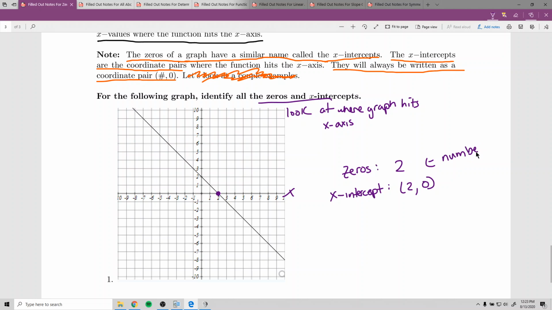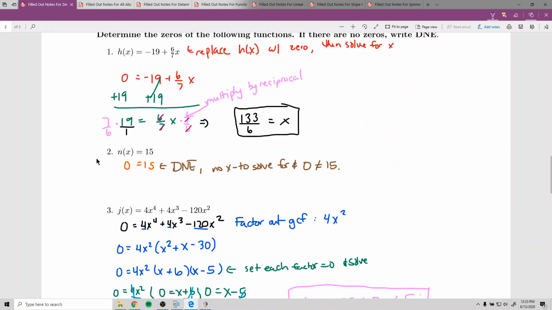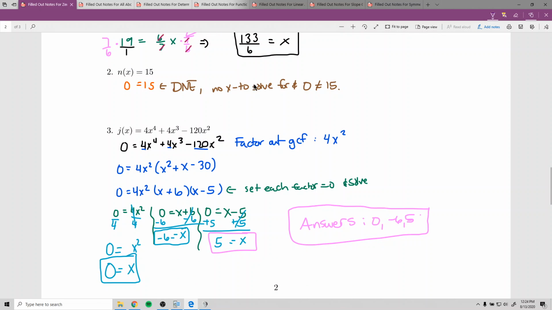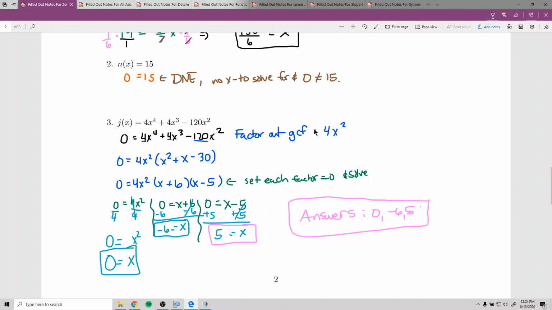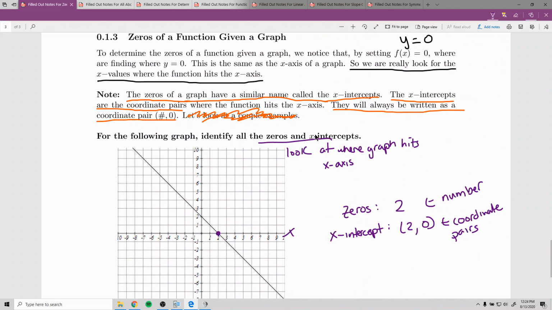All right, so just to reiterate, to avoid confusion, the zeros are just the numbers. The x-intercepts are the coordinate pairs. Right, but if you have to answer one, you've really answered both. Even in all these previous problems that we did, we could have asked what are the x-intercepts, and we would just do the x value we got, comma 0. But that's it for zeros. Like I said, it's not really much more than the solving the equation section. You just need to remember what a 0 is.